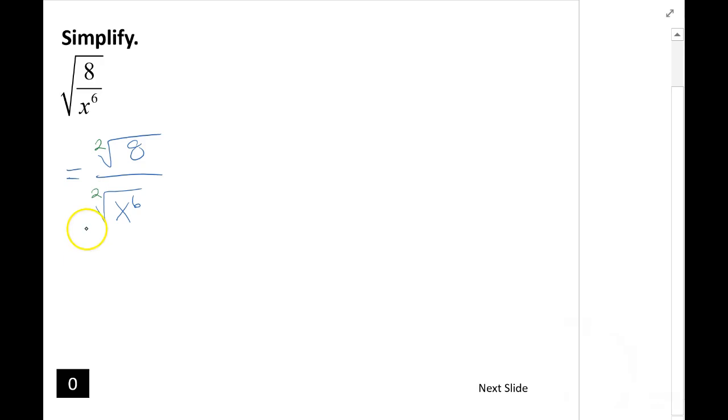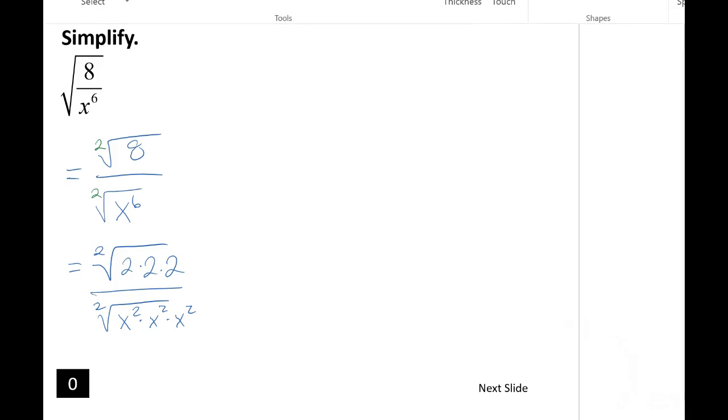Okay, so now what we need to do is break down each of these radicands. Let's start with the 8. Well, I know I need groups of 2, and 8 breaks down into 2 times 2 times 2. And then the x to the 6, well, I know that I can get 3 groups of 2 out of the x to the 6th.